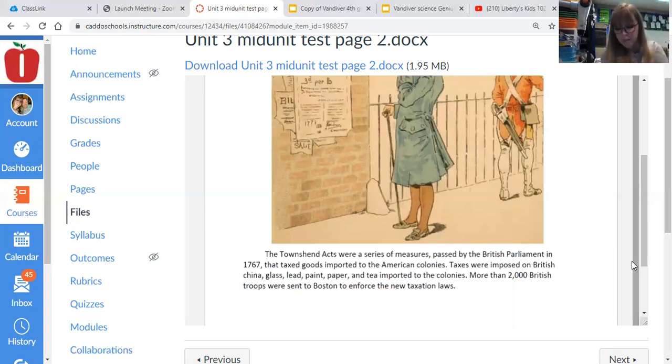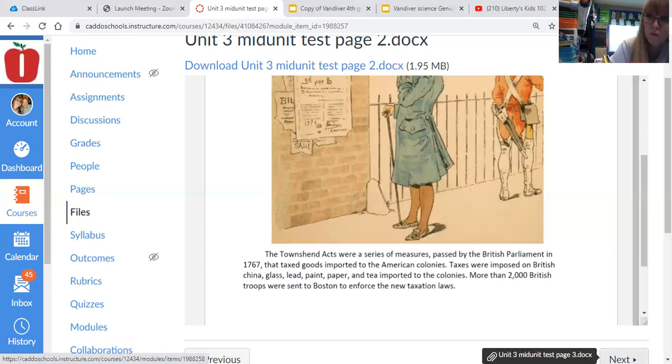So question 3 says, using source 2, what slogan was created by patriots that argued against taxes that were enforced by the Townshend Revenue Acts? A, give me liberty or give me death. B, no taxation without representation. C, united we stand, divided we fall. Or D, all men are created equal and have the right to life, liberty, and the pursuit of happiness. Mark the best answer. Pause your video if this is going too fast for you. Okay, guys.